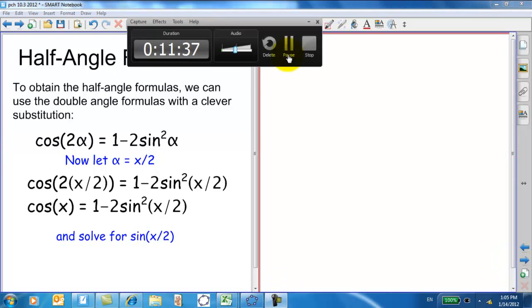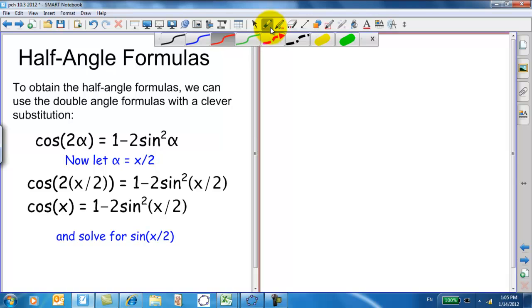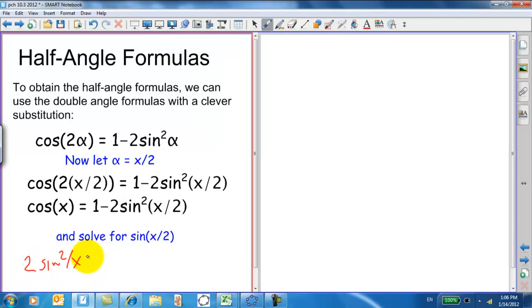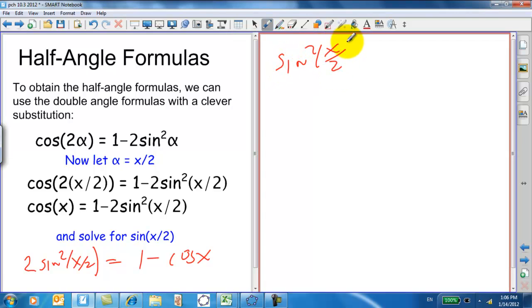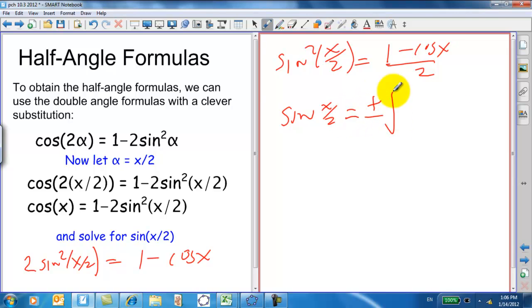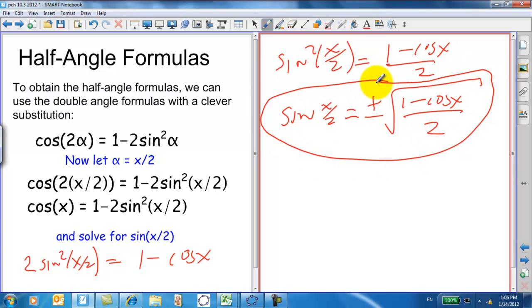So here goes. Let's try and solve this monster for sine of x over 2. So let's put the 2 sine squared x over 2 on the left, and then subtract the cosine x from both sides. So we get sine squared of x over 2 equals 1 minus cosine x all over 2. So the sine of x over 2 equals plus or minus the square root of 1 minus cosine x over 2. There you go. That's the sine one, and notice we have this ambiguity here. That's one of the pains with doing half angle formulas.